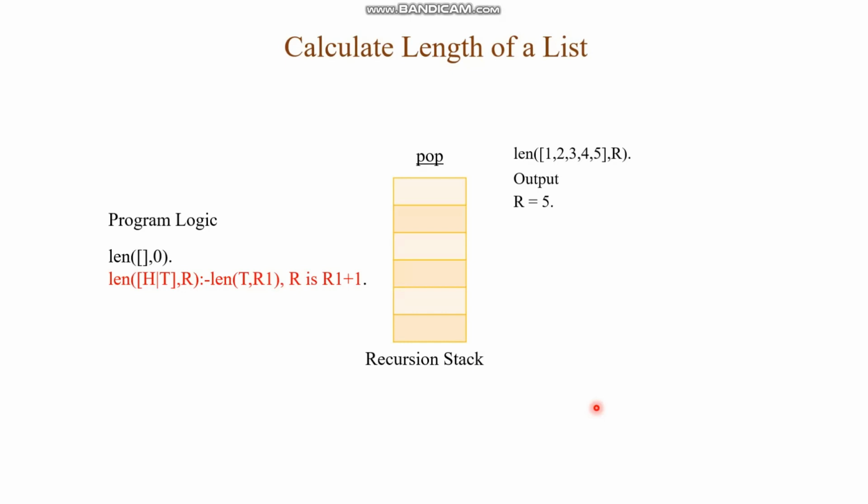Now, your task is to calculate the sum of all the elements in the list. There is a little change needed in this existing logic to calculate the sum of all the elements present inside the list. Sum of all the elements means 1 plus 2 plus 3 plus 4 plus 5. What will happen will be stored in R, and this is your homework.